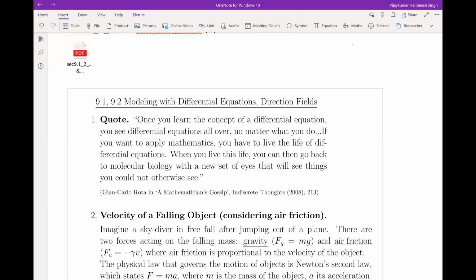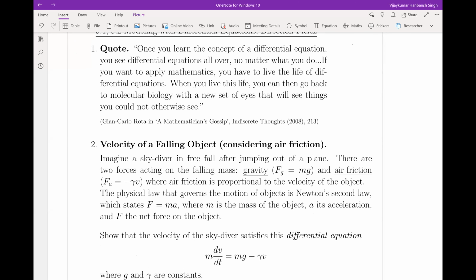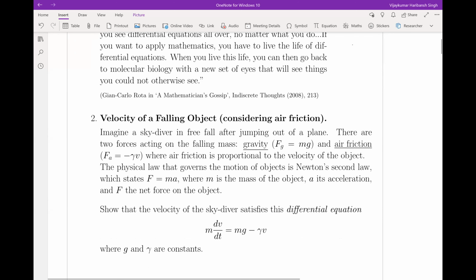So today we'll study differential equations, direction fields, and how to use differential equations to solve certain problems. To motivate ourselves, consider the following problem. A skydiver is in free fall after jumping out of the plane. So basically there's a skydiver here, and he's in free fall.